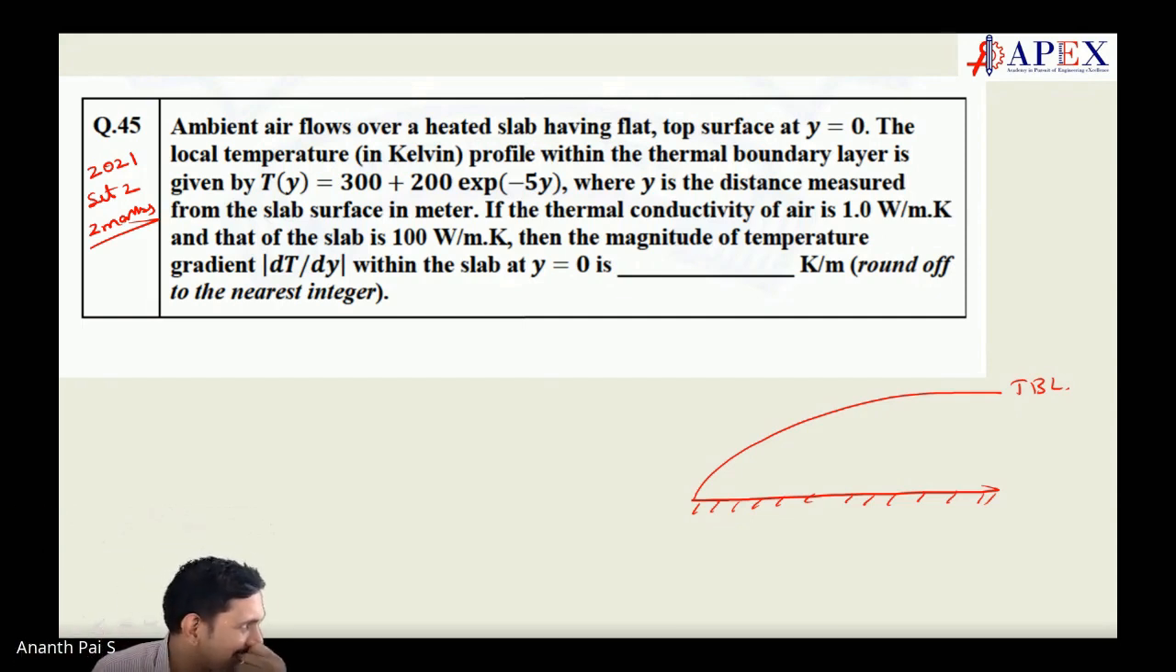Did not get it? Think. Go back. One person has got it, but you have to get it. Exactly. Nothing great. But dt by dy where? Not in the air. It is in the slab.